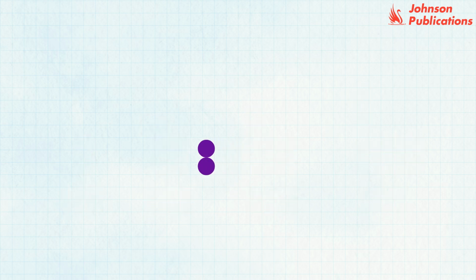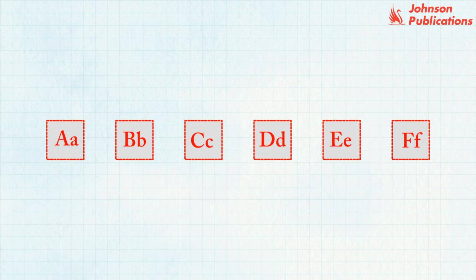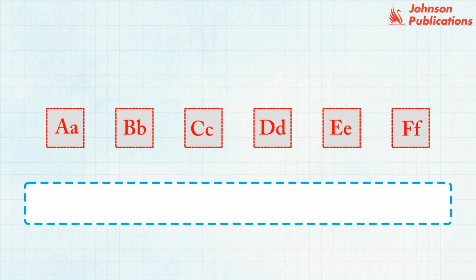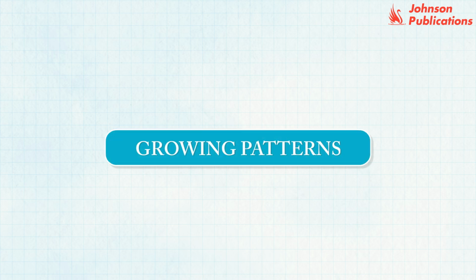Observe the next pattern. A pattern in which dots are increasing by multiplying the dots by 2 every time. Here is the next pattern. A pattern formed by the letters of the English alphabet in increasing order. All are examples of growing patterns as the sequence goes on increasing according to a certain rule.